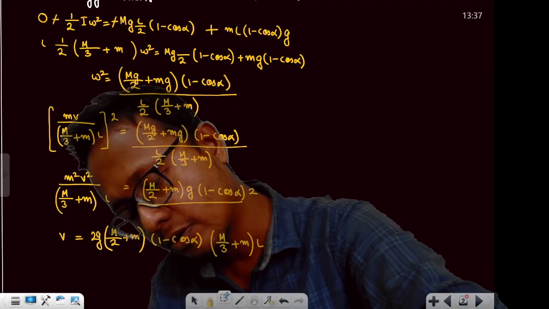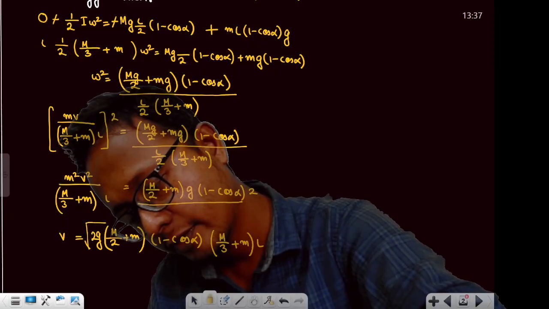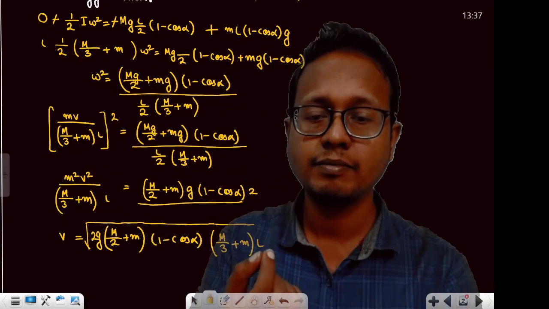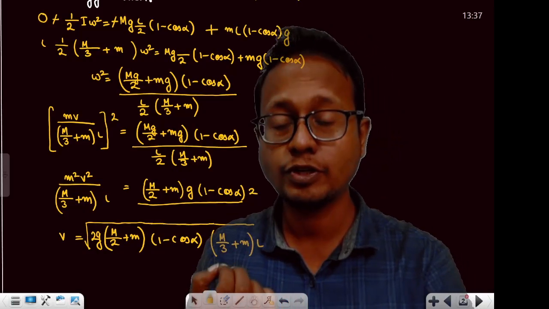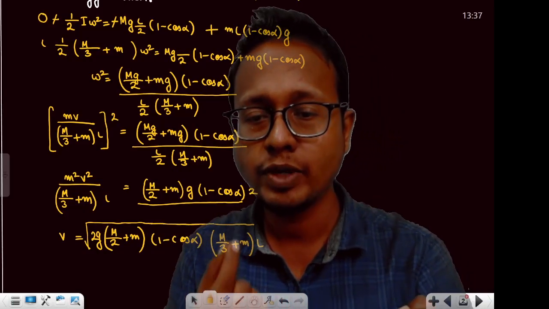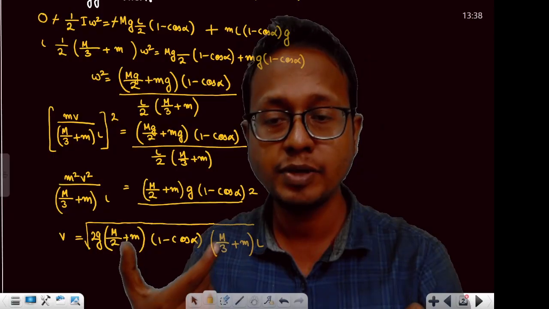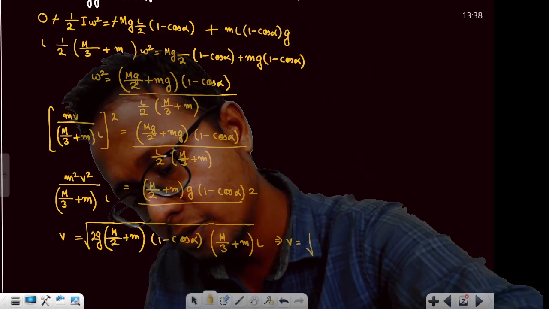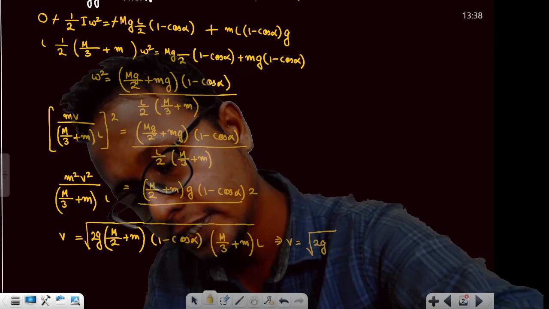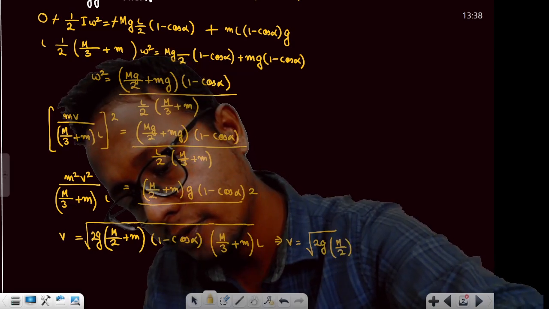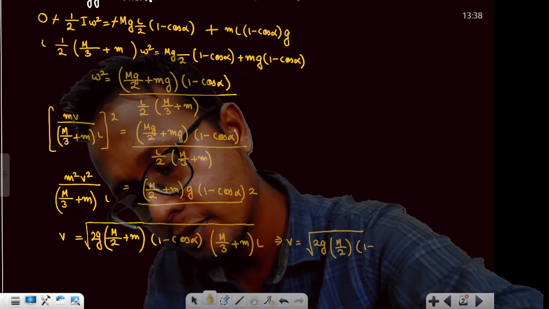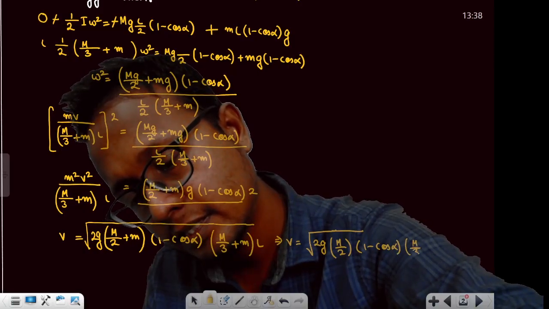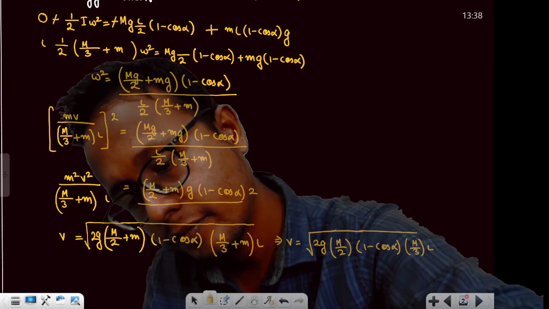So v would be nothing but under root of this entire term. Now you can take the assumption that small m is very much smaller than capital M. So wherever m is there in a plus term, you can ignore that. So you'll get something around v is equal to under root 2g, m by 2 into 1 minus cos alpha, plus m by 3 into L.